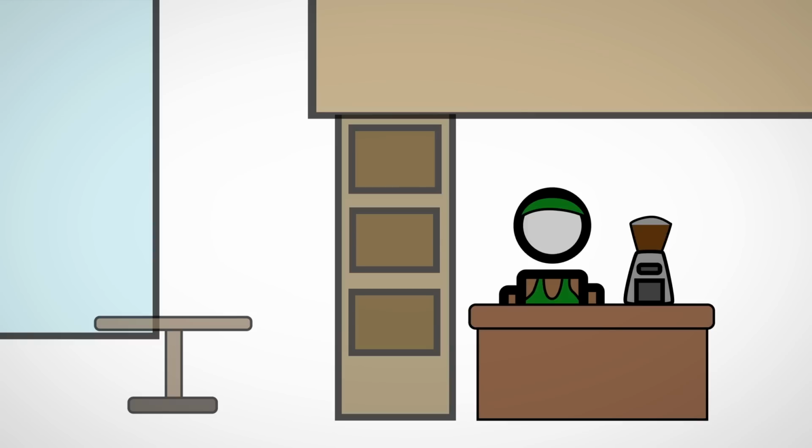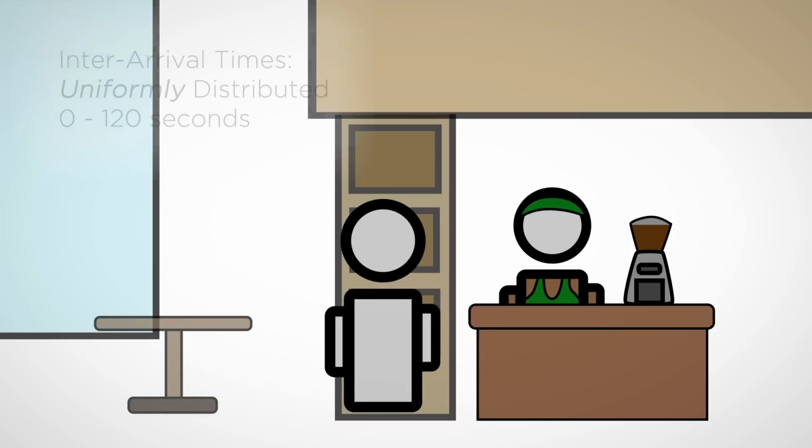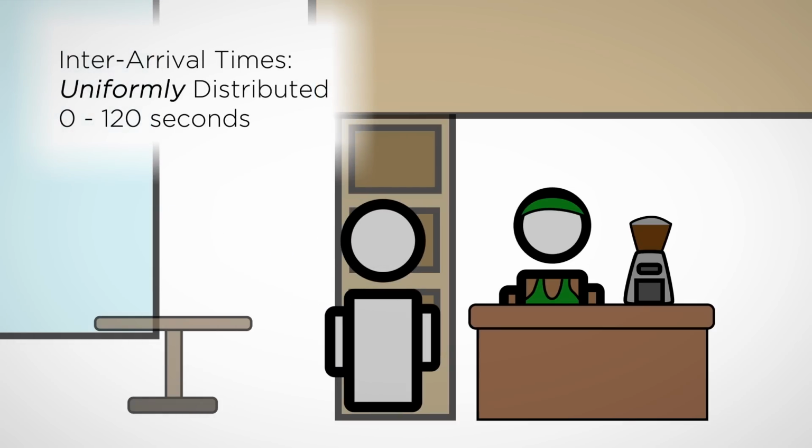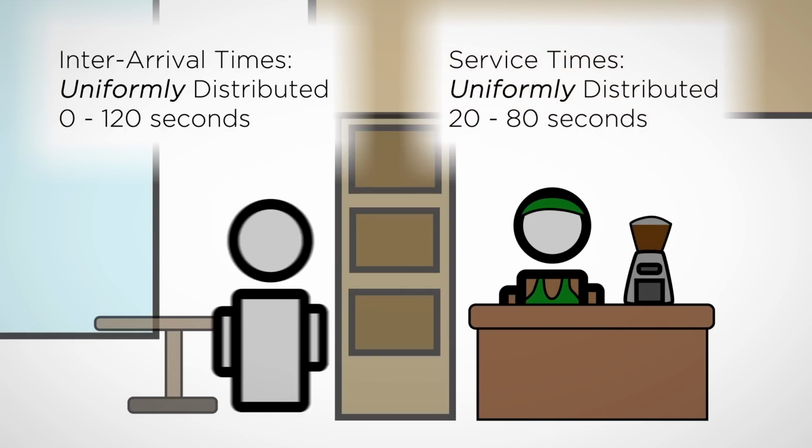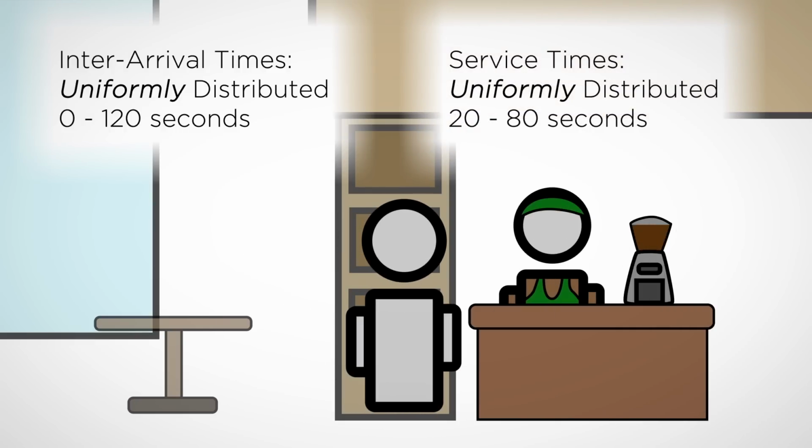So you visit the coffee shop and you see that the inter-arrival times are uniformly distributed between 0 and 2 minutes. You also measure the service times and you also find that they're uniformly distributed, but between 20 and 80 seconds. But then you realize something.